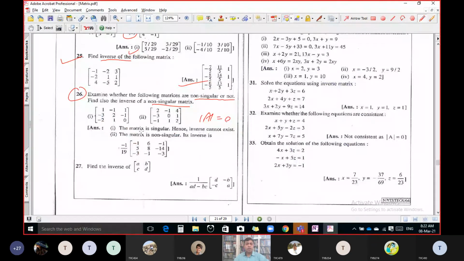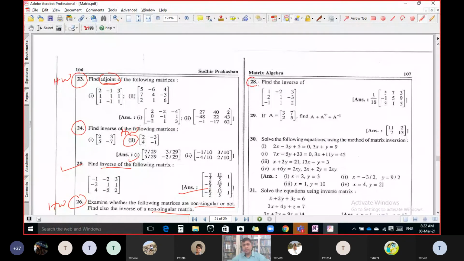So see, in the first part, the matrix is singular because if you calculate the determinant you will get 0, so the inverse cannot exist. And for the second part, the determinant is maybe minus 19, so it is non-singular, and you have to find out the inverse of the matrix. So try to solve this question by yourself. This we already did in our last lecture.